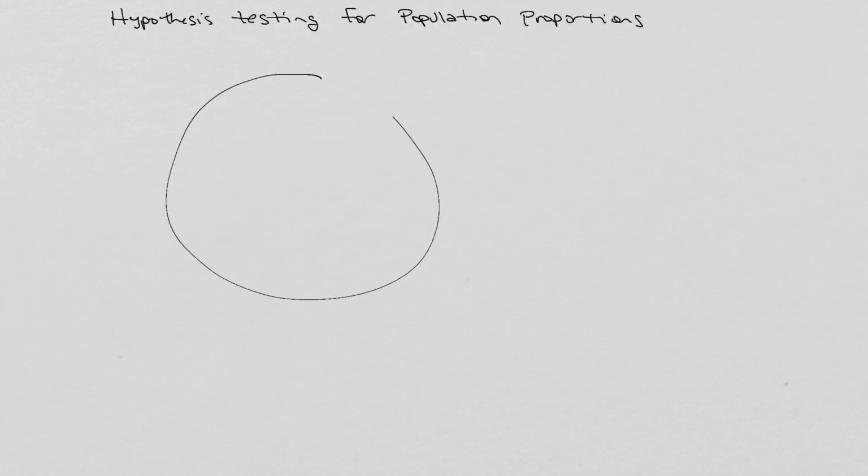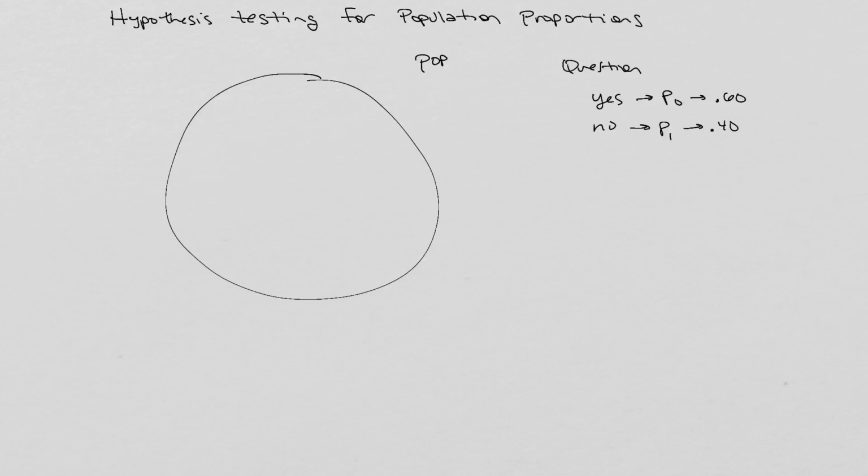The idea is that we have some type of population, and we ask some type of question to the entire population. Maybe it's a yes or no question, but it has some options on it. We have certain proportions that say yes, let's call that P naught, and certain proportions that say no, let's call that P1 maybe. So for instance, if 60% of the people would say yes, then P naught would be 0.60, and if 60% say yes, 40% say no, that'd be 0.40. Again, we're trying to figure out what that number actually is for the population.